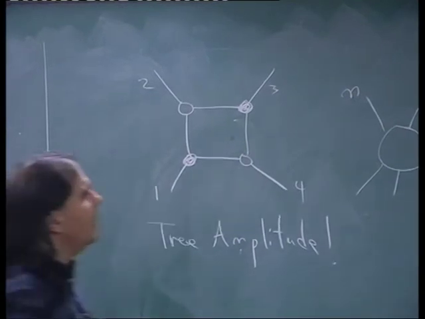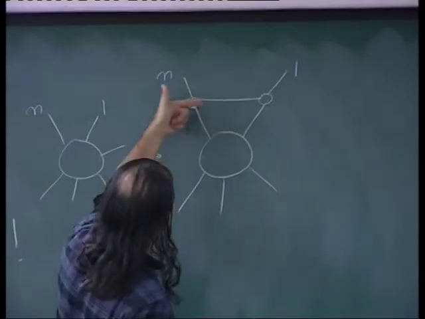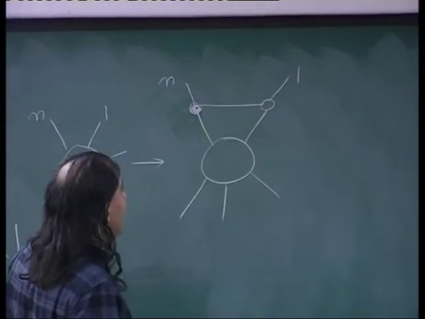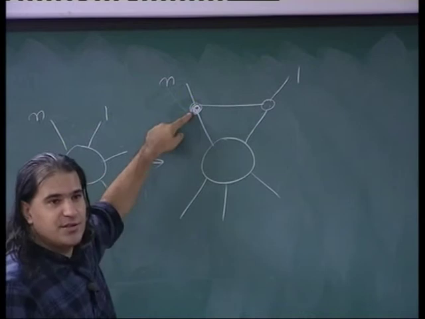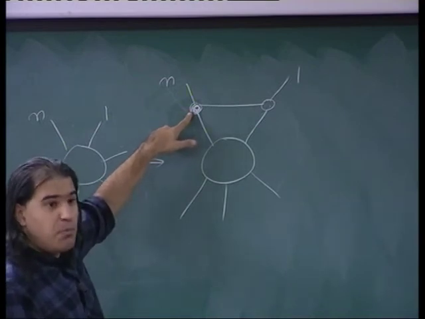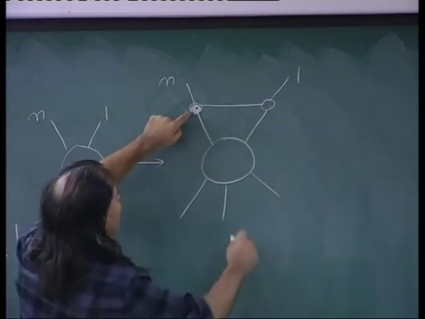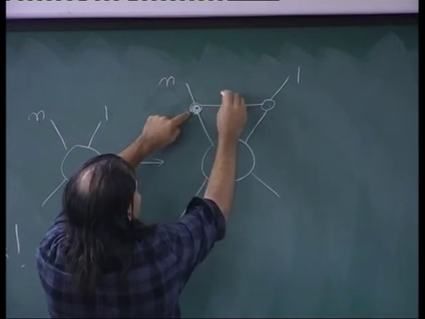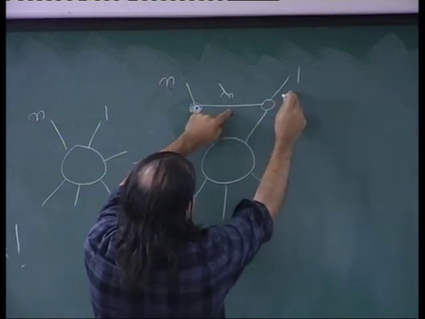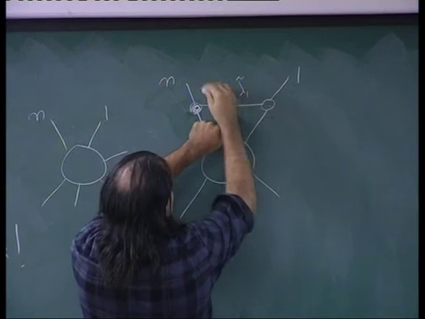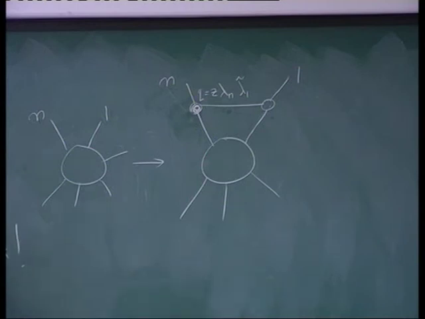So how does this work? Let's think what this is doing. There's some momentum which is allowed to flow there. It has to be on shell, so it's some lambda tilde. Now, that black vertex, remember, forces all the lambda tildes to be proportional to each other, and that forces all the lambdas to be proportional to each other. So at this black vertex, the lambda for this line has to be proportional to lambda n. And the lambda tilde for this line has to be proportional to lambda tilde 1. So the momentum of this line has to be some number z times lambda n, lambda tilde 1.